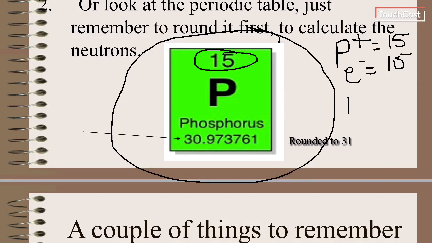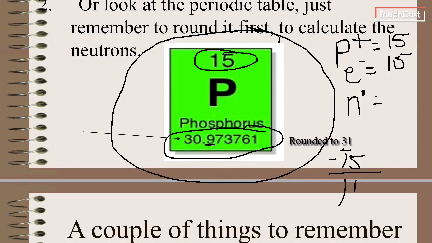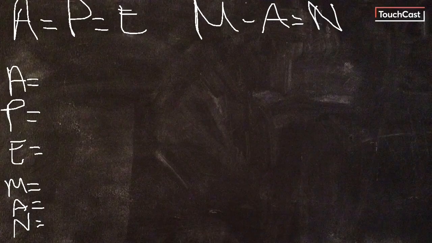Then your neutrons is really simple. It's a little bit of math. This is the atomic mass that you need to figure out your neutrons. So it's 30.97. So I want to look at the number just to the right of the decimal. That number is going to tell me whether or not I need to round up 1 or keep that number the same, because I have to round first. So 30.97 rounds to 31. So I'm going to have 31 here, minus my atomic number of 15, and I end up with 16 neutrons. Basic math, really simple. Don't worry, we're going to practice this quite a bit.